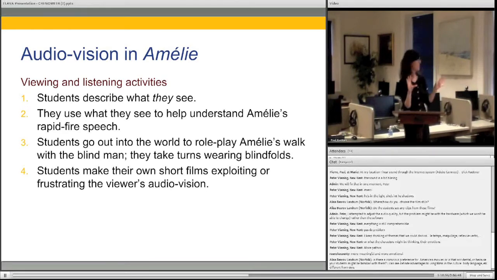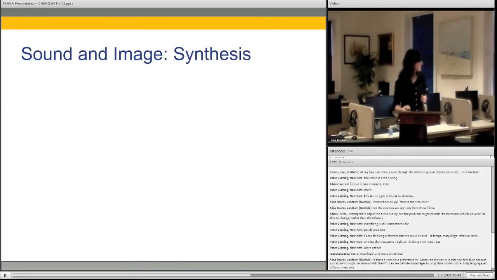Bunch of things you could do with that. You could then take it to another step, take them out into the world, go outside, blindfold one student, and have them replay the same scene, naming what they see. You could even take it one step further and have them make movies doing exactly the same thing, where they demonstrate this audio vision, describing and showing, or breaking down and frustrating that audiovisual contract by saying one thing, showing something else, and then they're making an art film. So that's how I would use that.